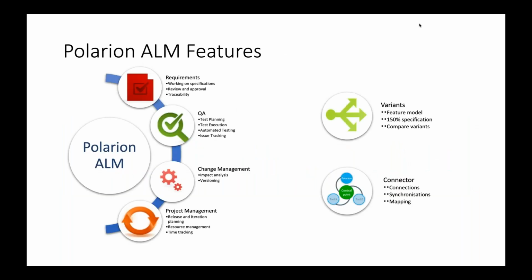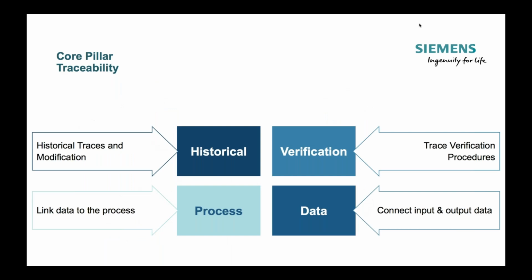So Polarian provides multiple functions for requirements management, for quality assurance, change management, project management. You can create variants of your project, and you can use different connectors to move data around. It gives you historical data. It gives you a way to define a process, and you can perform verification of your requirements. And the data input output is open API to transfer data from any system.